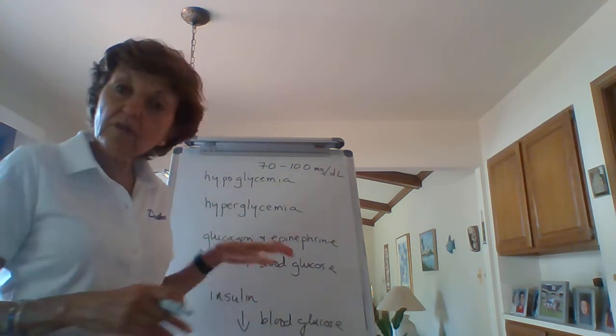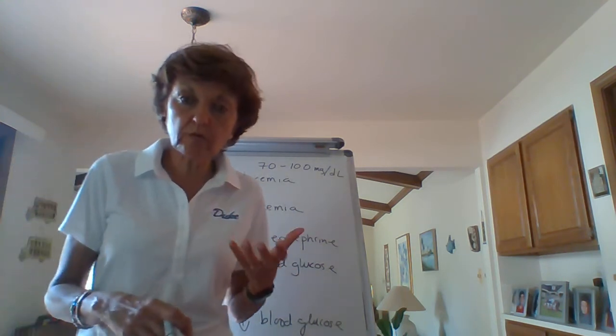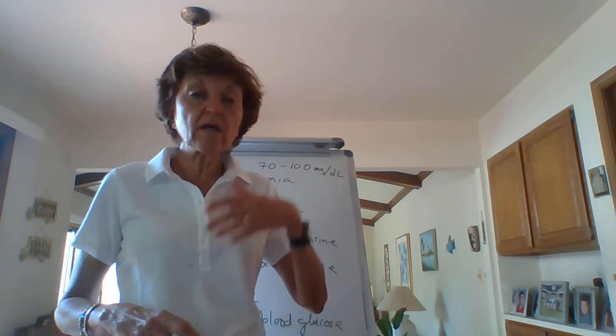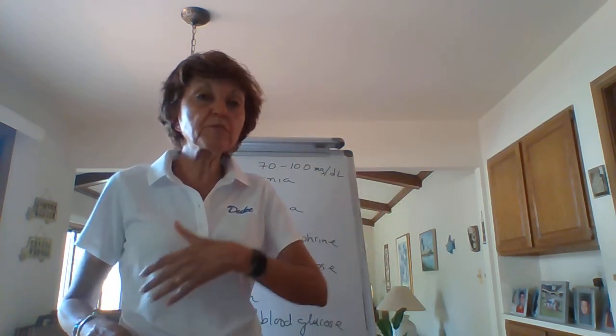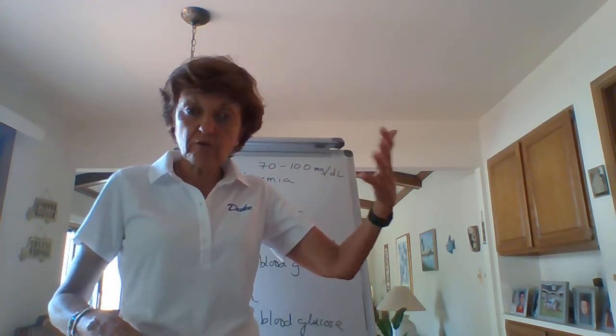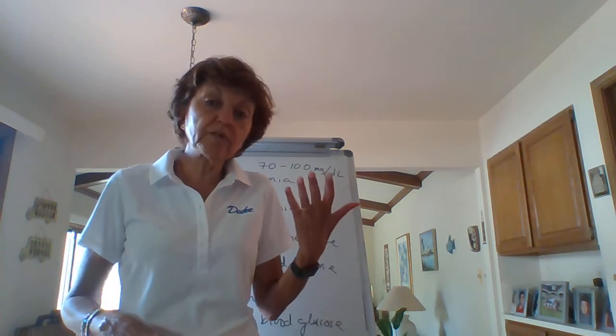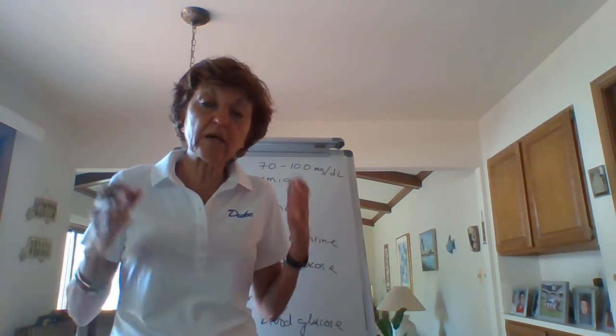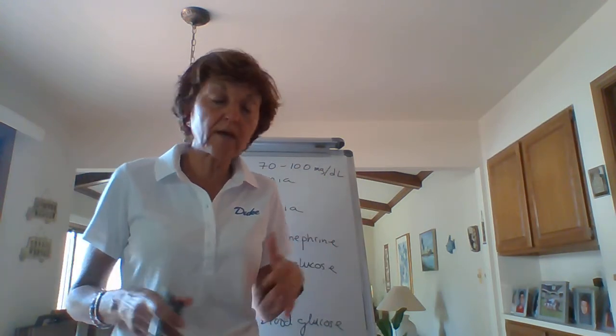So normal blood glucose is around 100 milligrams per deciliter. Hyperglycemia is when your blood glucose levels are higher than that. They could be 200 milligrams per deciliter, 500 milligrams per deciliter. Blood glucose levels in a diabetic can get really, really high.